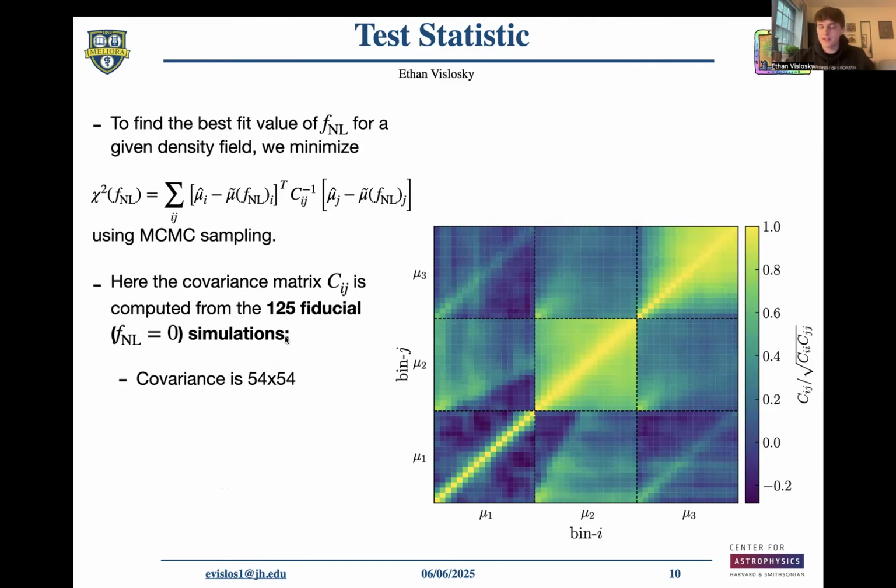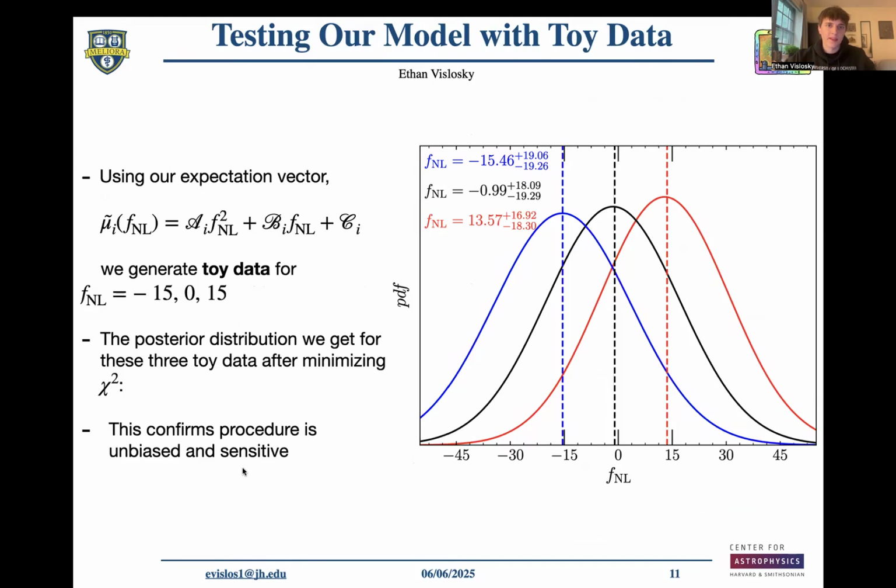This is common practice to do for the non-PNG case. You get your covariance, and we show the correlation, the normalized covariance or the correlation matrix here. And again, this is a 54 by 54 matrix. So it's a bit coarse given our 125 sample size, but we'll discuss that more later.